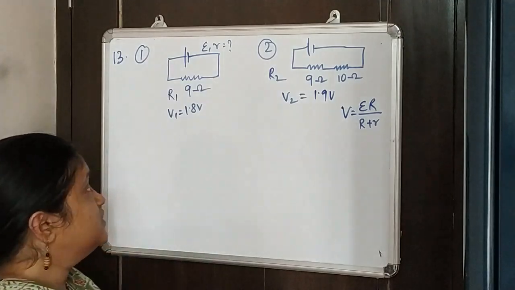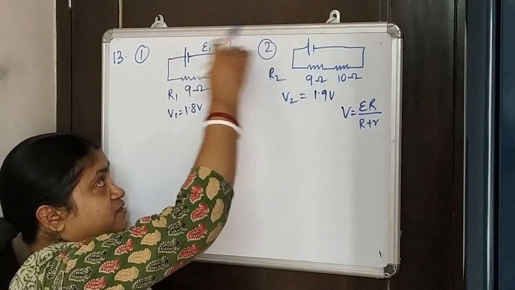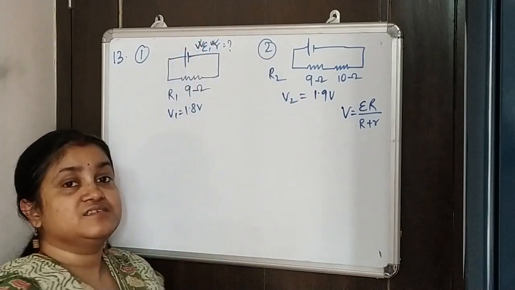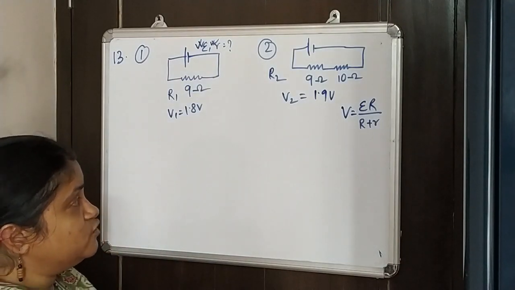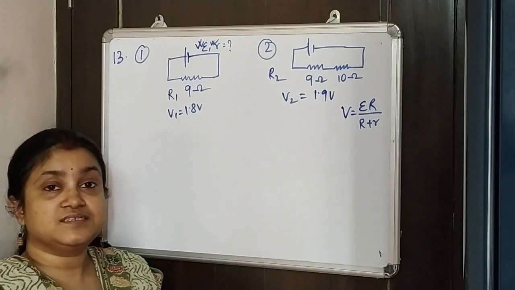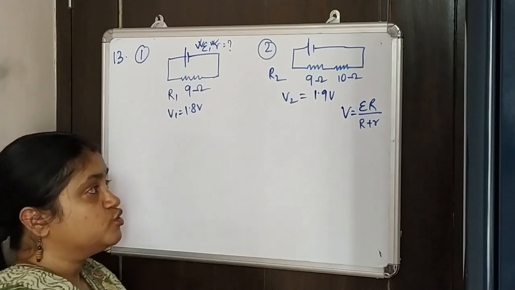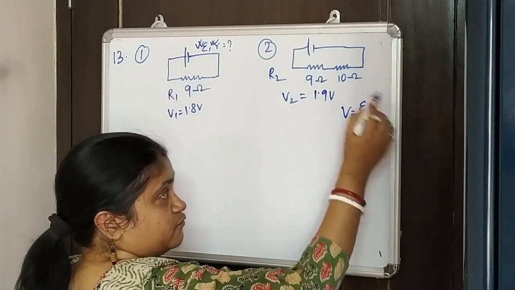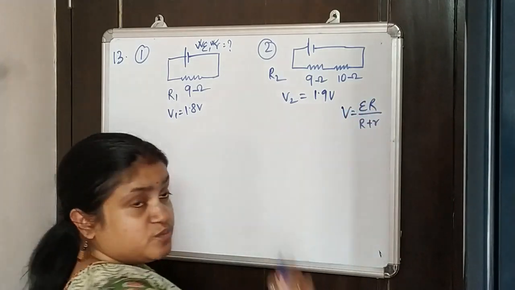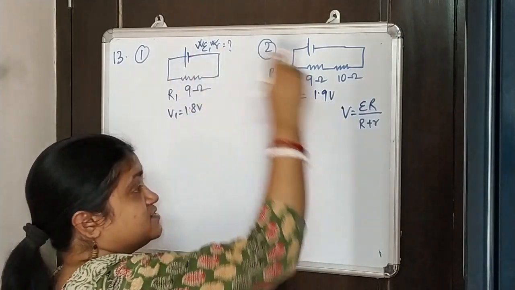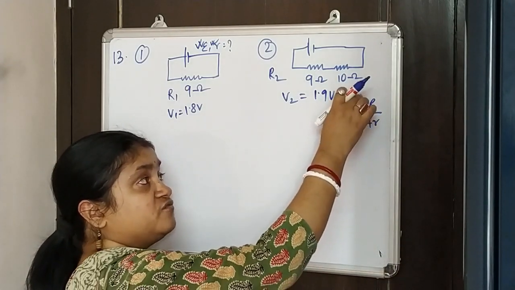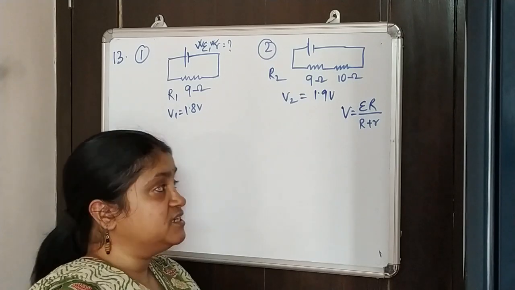So for this we need to find, from both situations, what is the EMF of the cell and what is the internal resistance of the cell. So if you see, the information that is given is the terminal voltages and the resistance that is connected outside. So definitely we have to use the terminal voltage equation. Voltage is epsilon R by R plus small r, where R is the outside resistance, small r the internal resistance, epsilon is the EMF. Now from this itself we have to find EMF as well as the internal resistance.